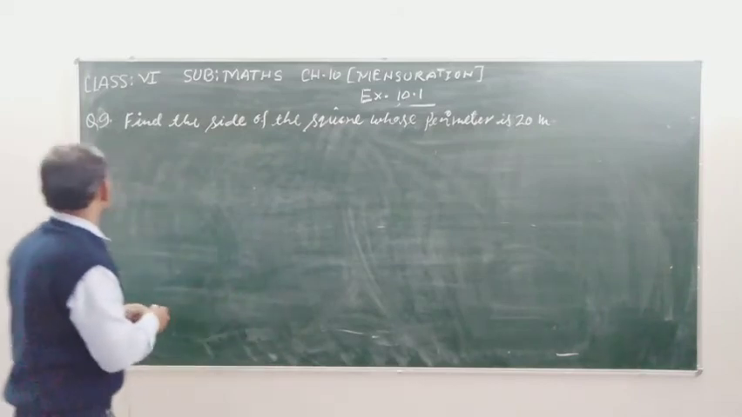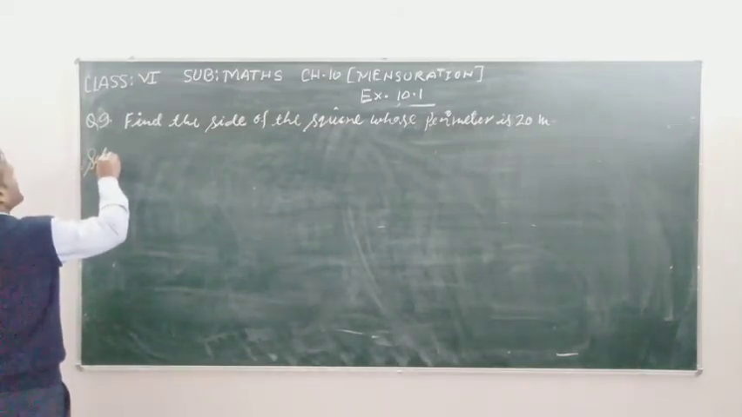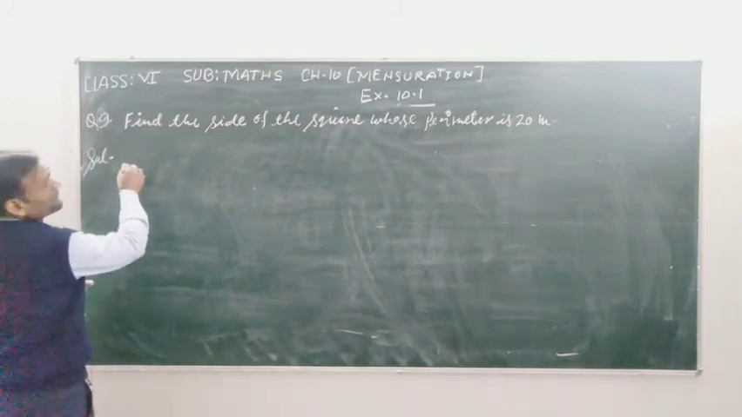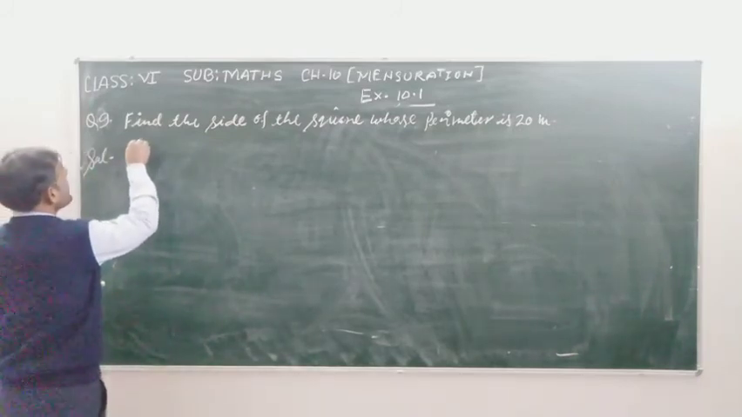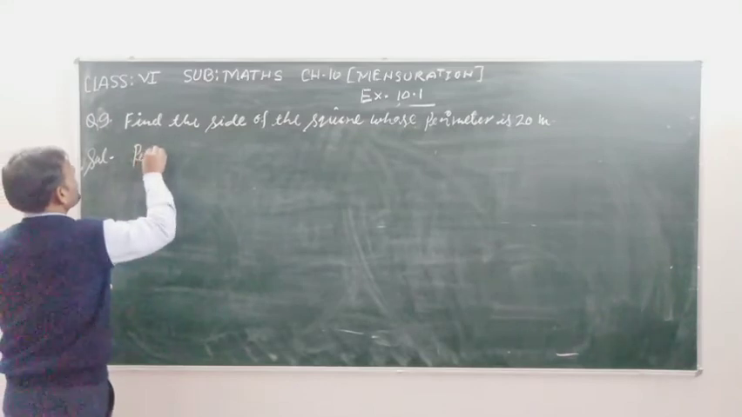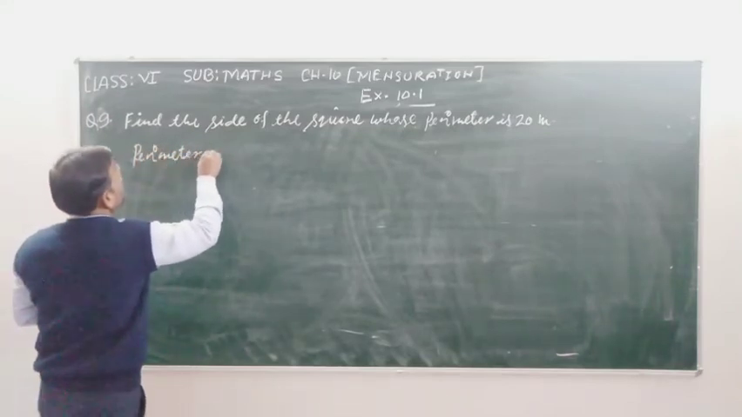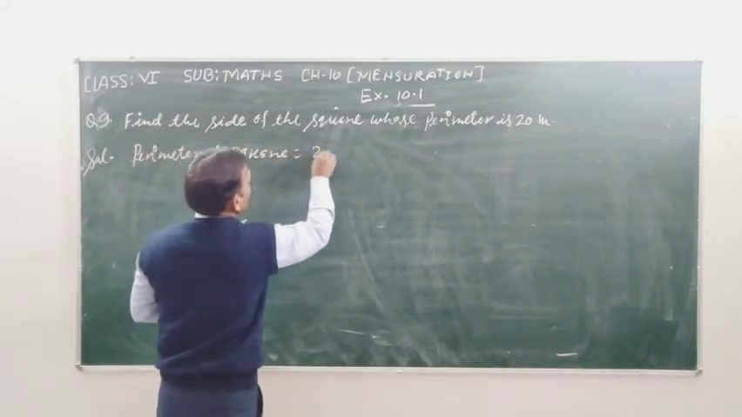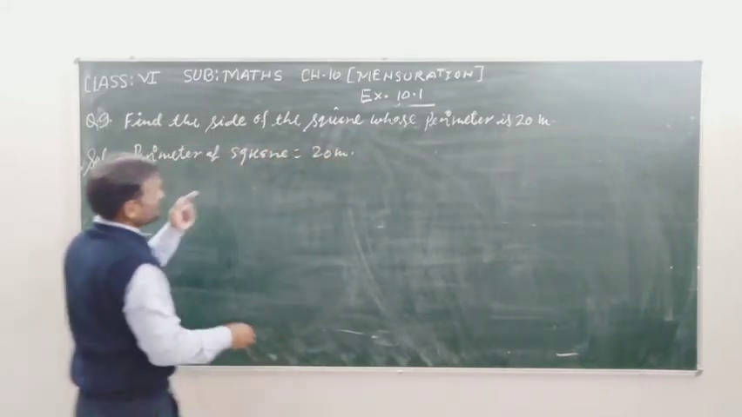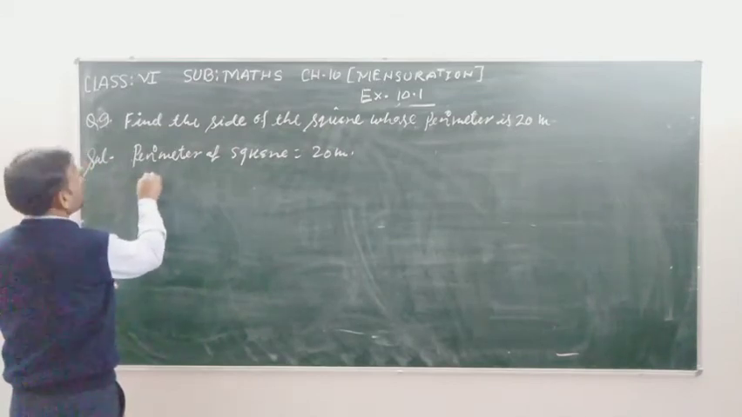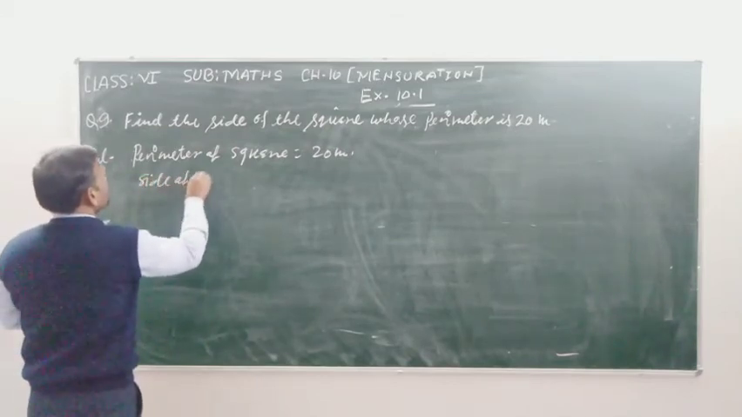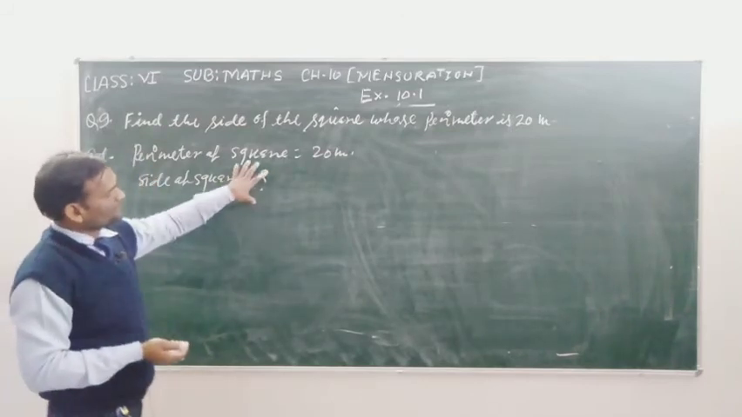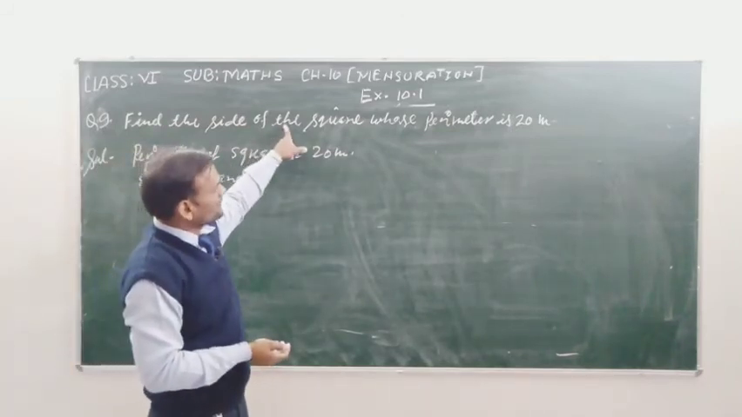So I have told you, firstly, whichever information is given, first note it down. That is the perimeter. Given is perimeter of square is equal to 20 meter. And question is asking me, student, side of the square is equal to question mark. It is asking me in the question.